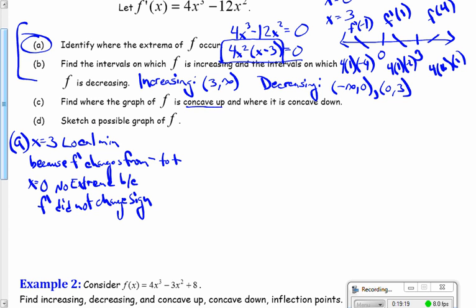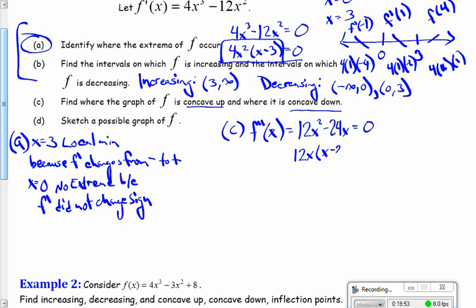C says find where the graph is concave up and where it is concave down. What determines concavity? F double prime. So for part C, we're going to find f double prime and set it equal to 0. F double prime of x is 12x squared minus 24x. Set it equal to 0. Take out 12x. That leaves us with x minus 2. So I got x equals 0 and x equals 2.